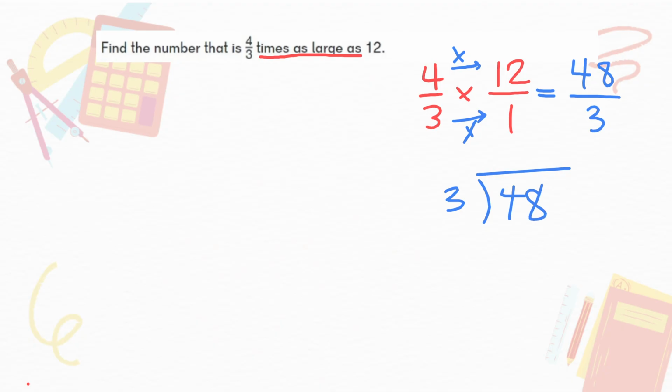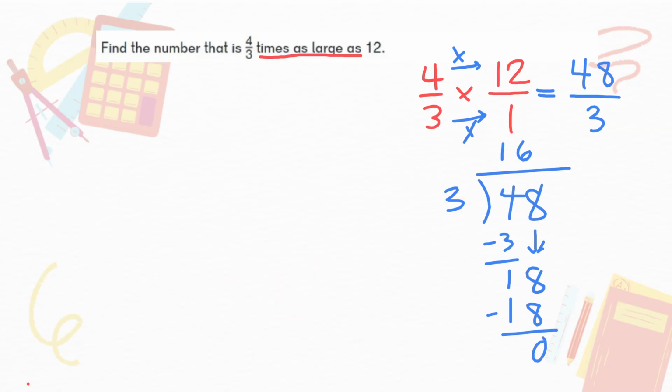So 48 divided by 3, and we're going to ask ourselves, okay, how many times can 3 go into 4? It goes in 1 whole time. Subtract to find the difference. Bring down our next digit, which is 8. How many times can 3 go into 18? Well, I know 3 times 6 is 18.